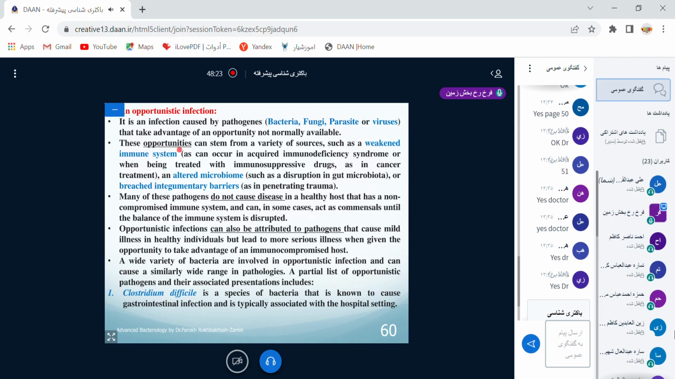Opportunistic infections. These opportunities can stem from a variety of sources, such as a weakened immune system, as can occur in acquired immunodeficiency syndrome. For example, when one person has HIV, HIV doesn't kill him. HIV suppresses the immune system. So maybe one real pathogen, and sometimes one opportunistic pathogen, coming to the body of one patient harboring HIV can kill him. So most people with AIDS die not by HIV, they die by another infection.